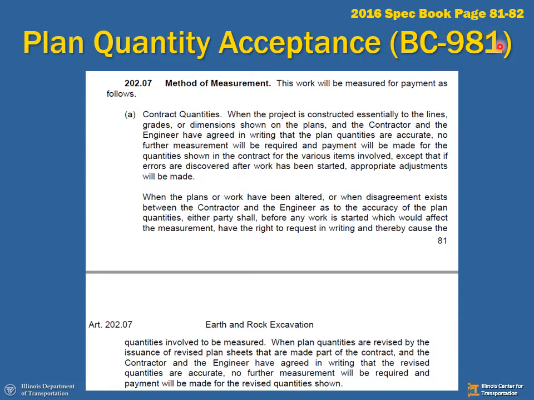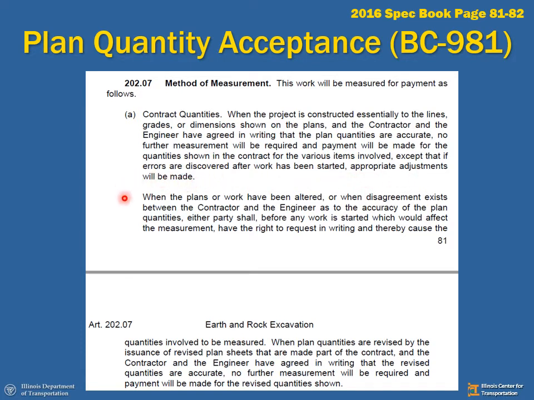If you look in your spec book on page 81, 82, you will find Article 202. Section 202.07 is the method of measurement for earth and rock excavation. Here, item A states contract quantities. If you read this paragraph, it describes the 3 conditions, that the lines and grades on the existing site are accurate, the planned quantity is accurate, and we're going to go and execute the work according to plan. It further states that if there are errors discovered after the work has been started, you can make appropriate adjustments.